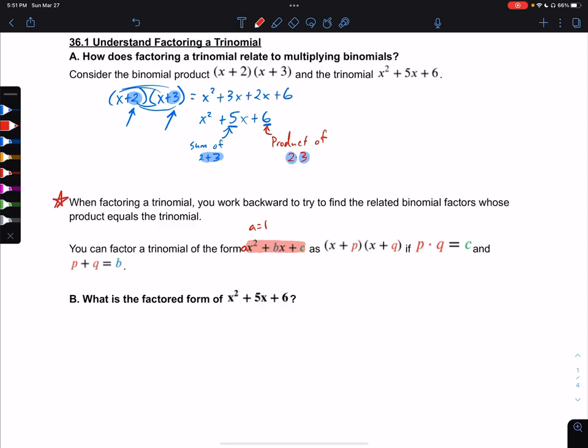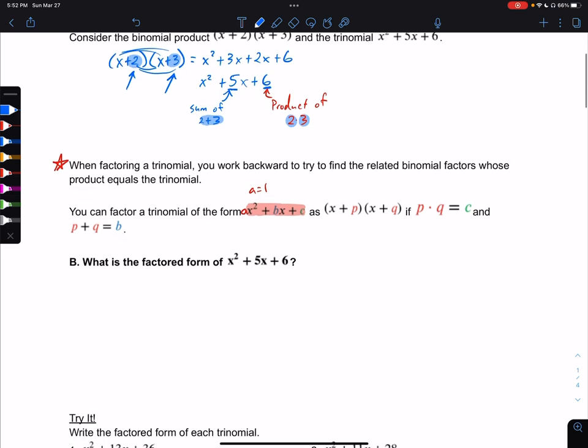Let's go back here. When factoring a trinomial, you work backwards to try to find the related binomial factors whose product equals the trinomial. So you'll see in part B that we're going to start with this piece, and we're going to learn how to go from a trinomial into a factored form of the product of two binomials. But again, keep in mind that these two numbers, in this case 2 and 3, the sum of them will give us our middle term, our b value, and the product of 2 and 3 will give us our c value.